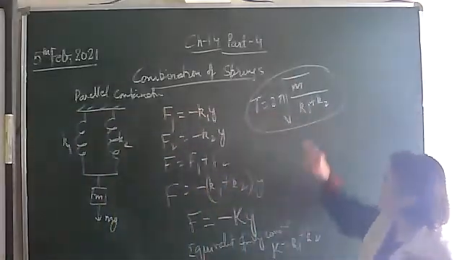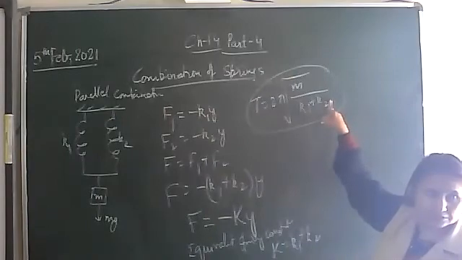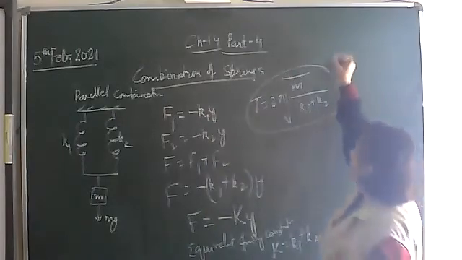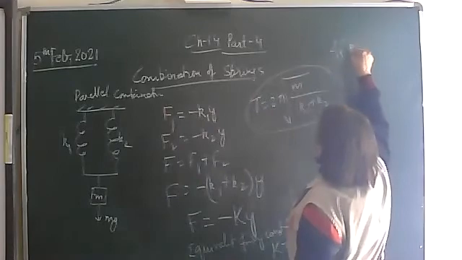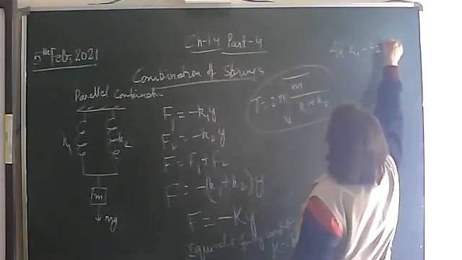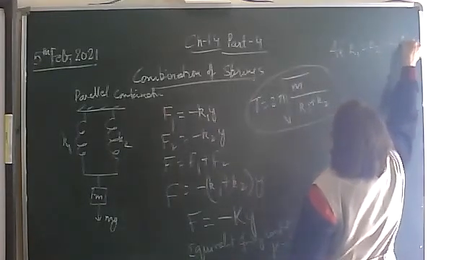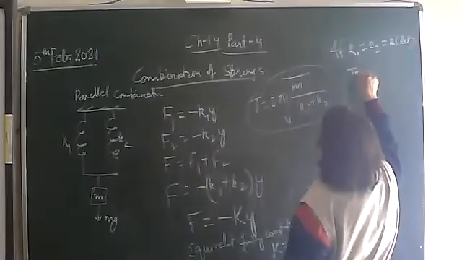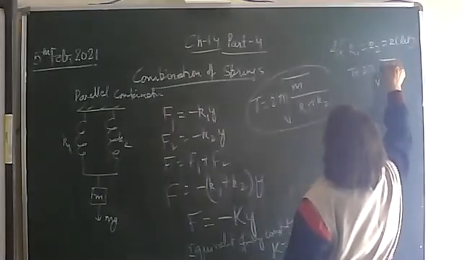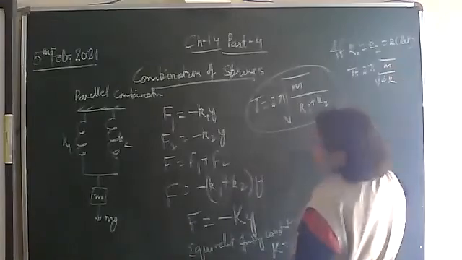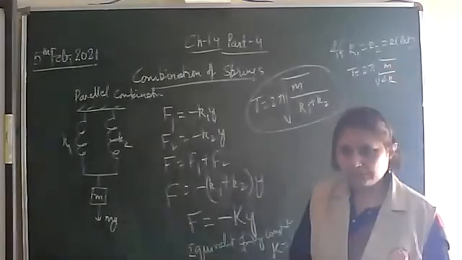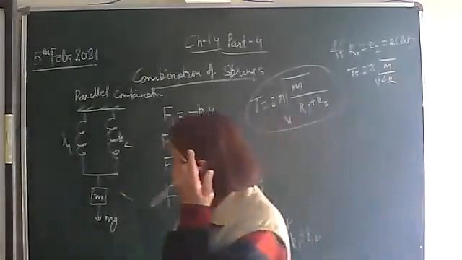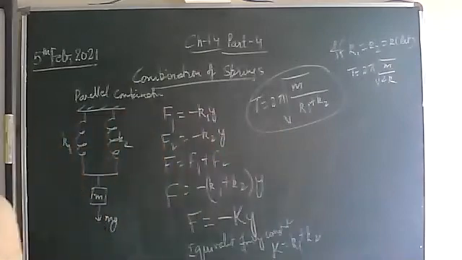If k1 and k2 both are equal, let it be equal to small k. Then T is equal to 2 pi under root m upon 2k. Is it so? Okay, now let's discuss the series combination.